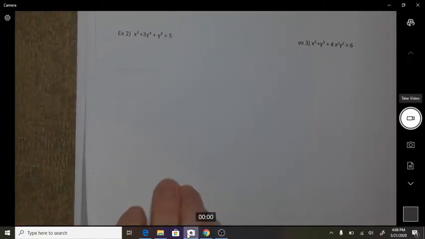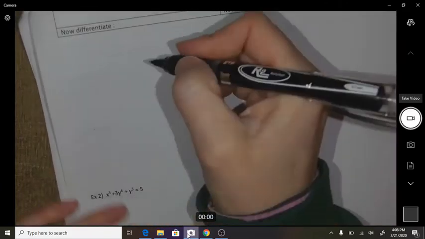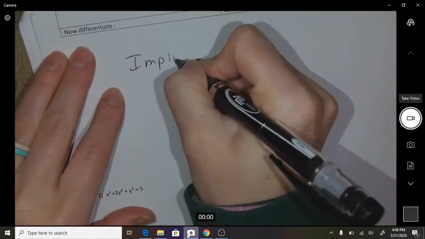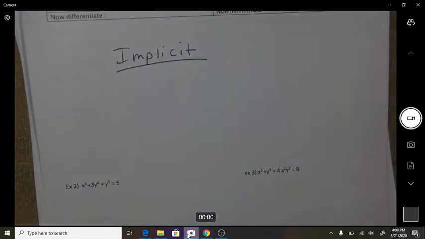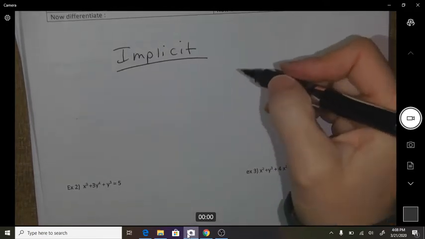Okay, today we're going to talk about implicit differentiation. Before, we've only been deriving equations that had a y equals and then everything with x.